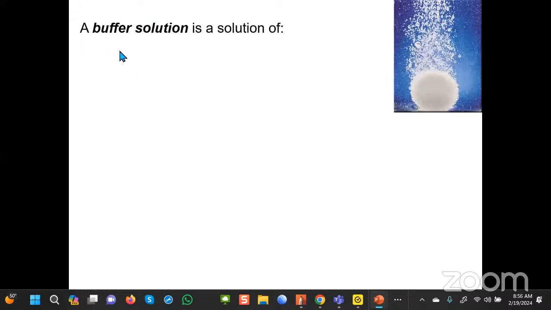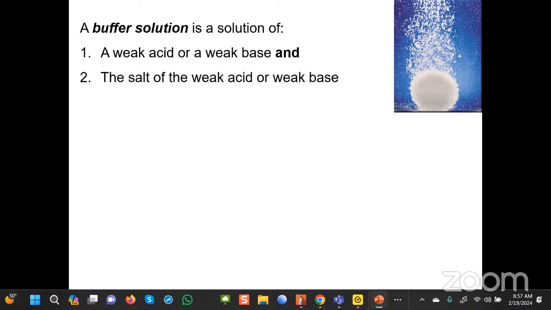Okay, so now we're going to get to the definition of a buffer solution. The examples that we looked at in the previous two or three slides are all examples of buffer solutions. So let me give you the definition of a buffer solution. A buffer solution is a solution made up of a combination of a weak acid or a weak base and the corresponding salt of the weak acid or the weak base, right?